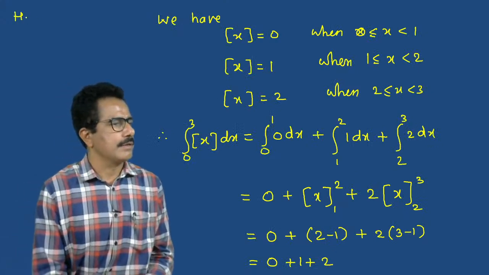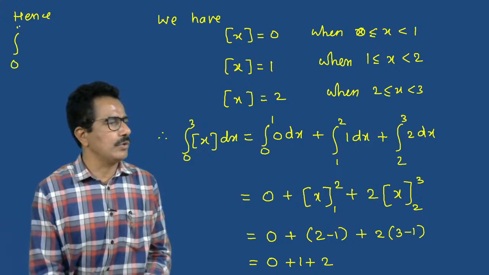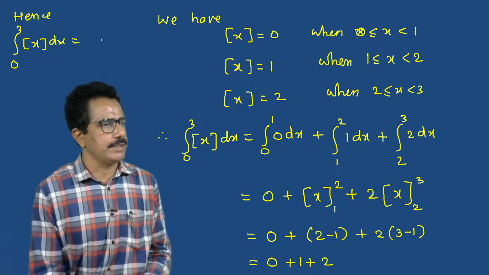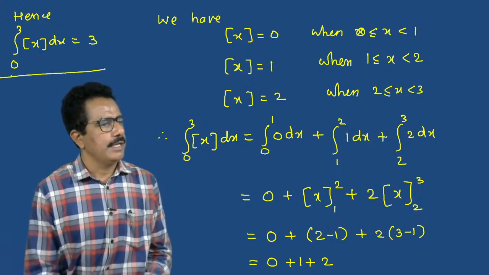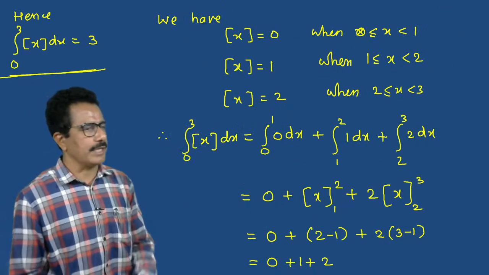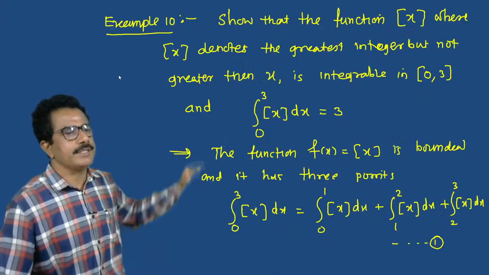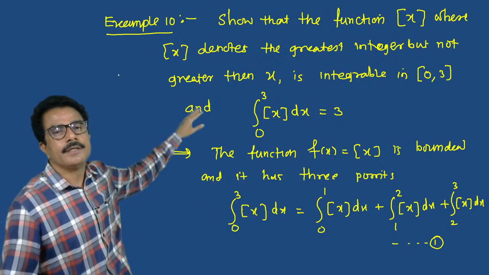Hence, integral from 0 to 3 box x dx is equal to 3. And hence proved. We have to prove this. This is what we had to prove. Hence proved. This is how it is proved, remember. This is the second problem.